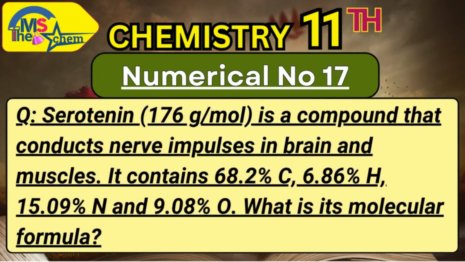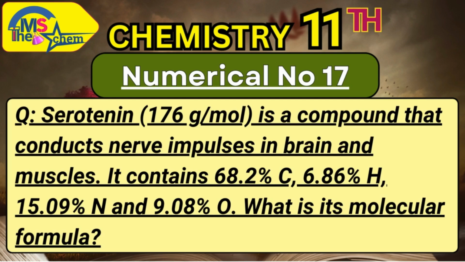Today in this video we talk about 11th class chemistry, chapter 1 basic concepts, and we are going to solve numerical 17 from the exercise. The question is: serotonin is a compound that conducts nerve impulses in brain and muscles. It contains 68.2% carbon, 6.86% hydrogen, 15.09% nitrogen, and 9.08% oxygen. What is its molecular formula?